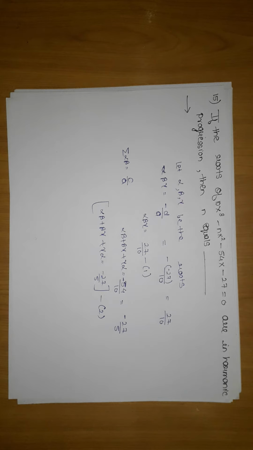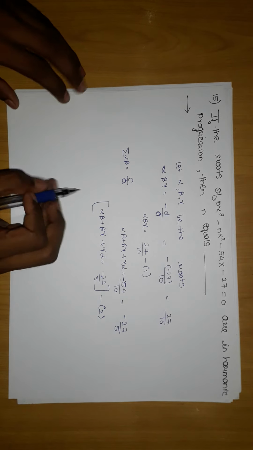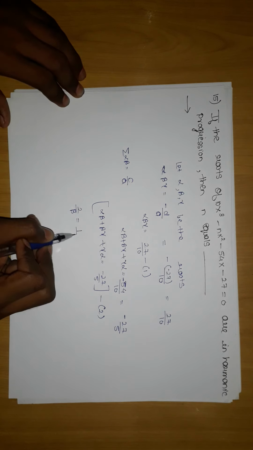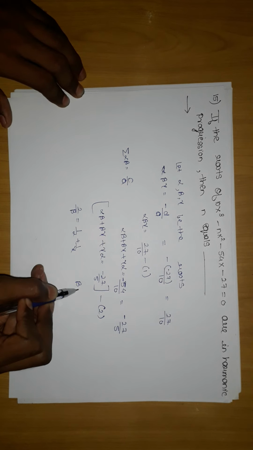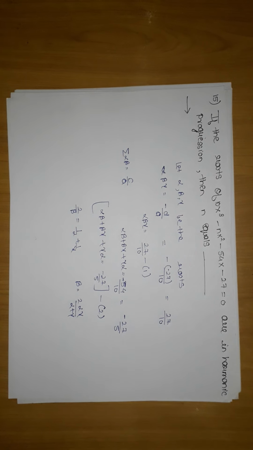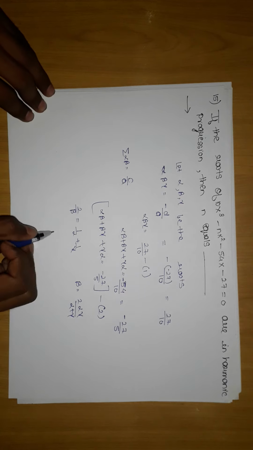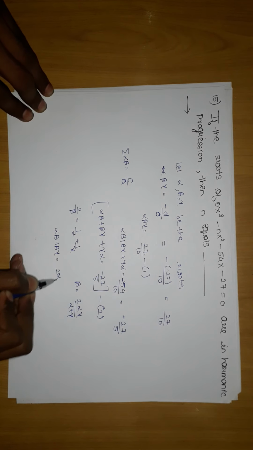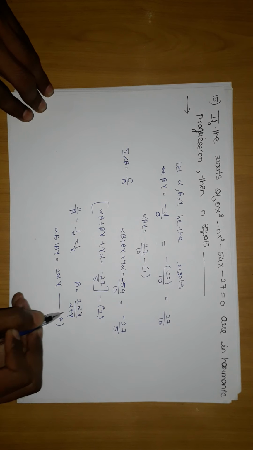Now they are telling that alpha, beta, gamma are in harmonic progression, so 2 by beta is equal to 1 by alpha plus 1 upon gamma, giving me beta is equal to 2 alpha gamma upon gamma plus alpha. So here we got the equation. From here we came to alpha beta plus beta gamma is nothing but twice alpha into gamma. Keep it as a.